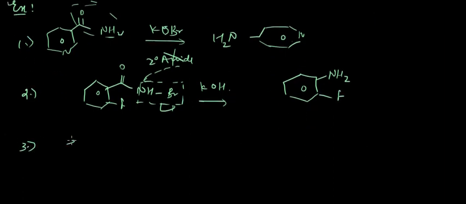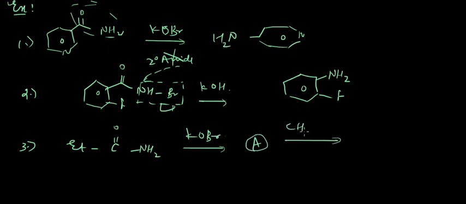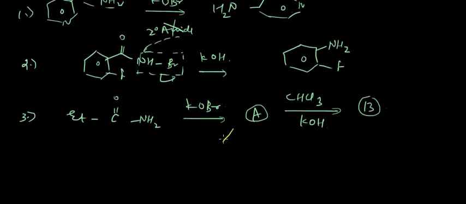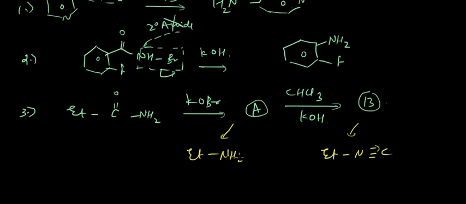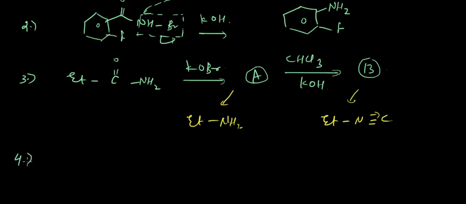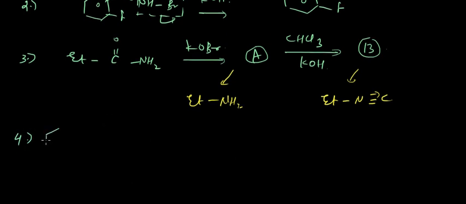Okay, third we have something like Et CONH2, and we reacted with KOBr to form product A, which will be reacted with CHCl3 in presence of KOH to form product B. Okay, what are products A and B? A is definitely EtNH2, okay, and B would be nothing but nitrile. Okay, we have discussed it so many times in the previous lecture. I hope you remember all the concepts from the previous lecture as well.